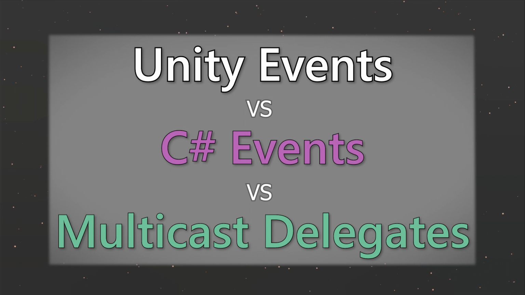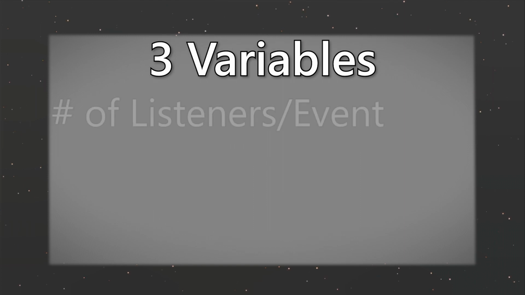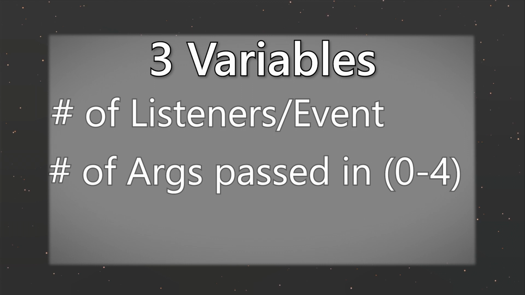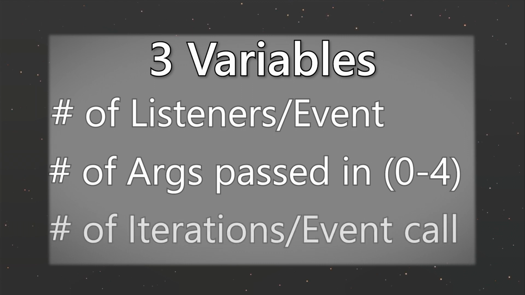Ultimately, I want to have results showing the amount of time each event type takes given the exact same scenario. The variables I wanted to test were the number of listeners each event had, as well as the number of arguments being passed into the event. And of course, to get something readable, I needed to crank up the number of invoke iterations to get meaningful results.